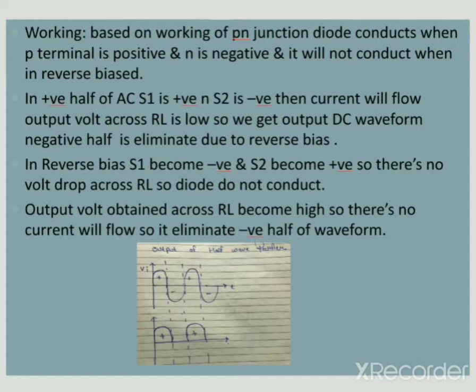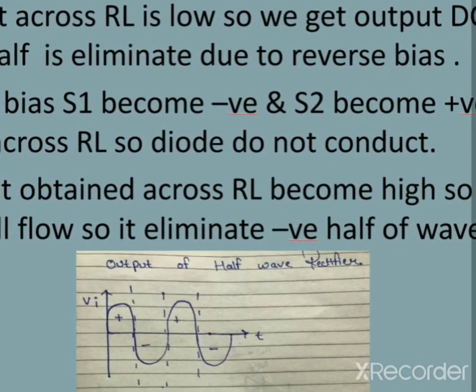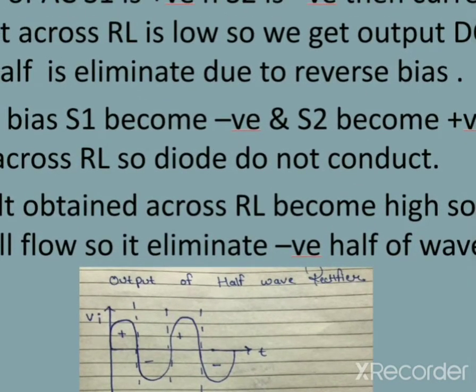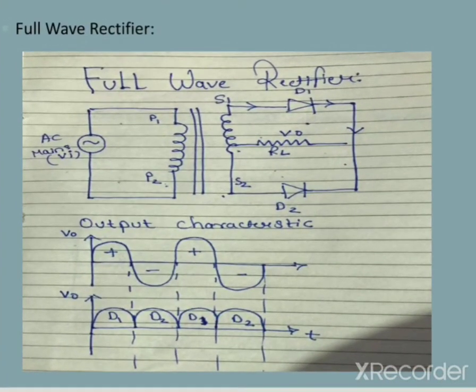It eliminates half of the waveform. As you can see in the output of the half wave rectifier, half of the waveform gets eliminated. So now coming to the full wave rectifier.